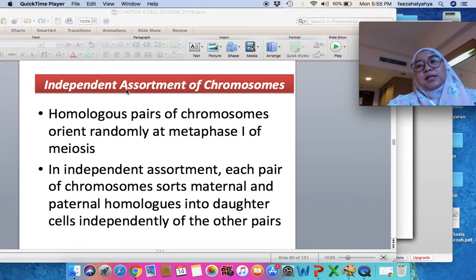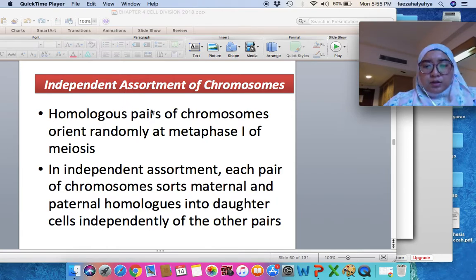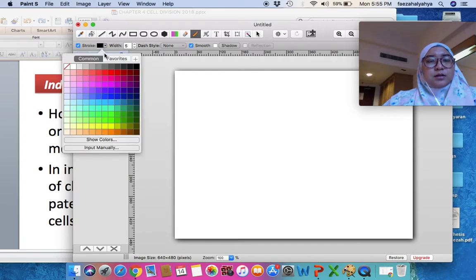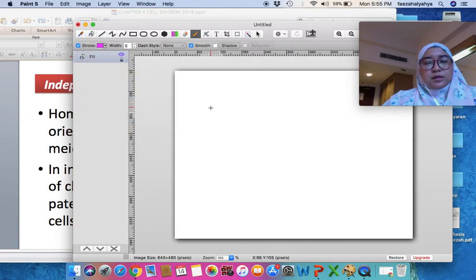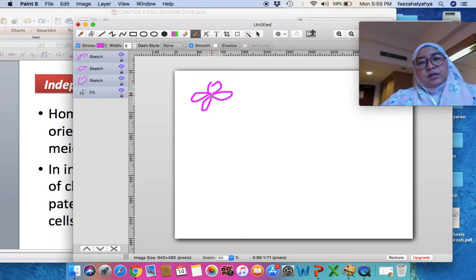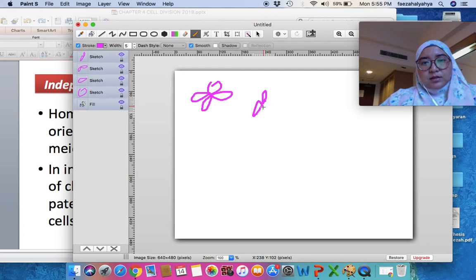So, contohlah kita ada 3 set, 3N dalam satu sel tu. So I lukis sikit kat sini. For example, we have 3 sets of chromosome. I lukis different color lah. Pink dulu. Ada size, different size kan? Ada yang kecil, ada yang besar, ada yang panjang. Remember back that I said earlier. For example, ni dalam satu sel lah.